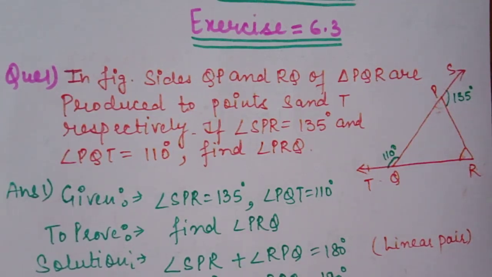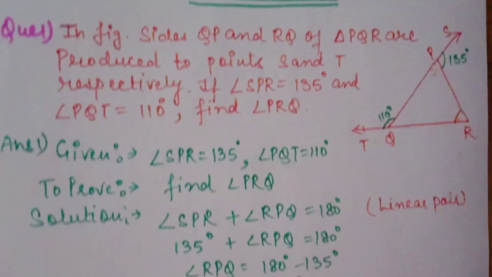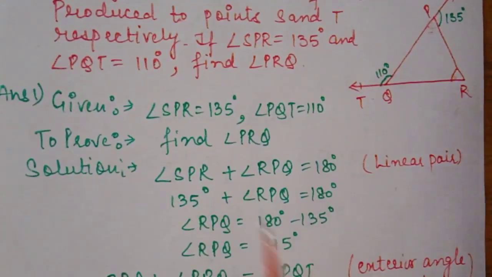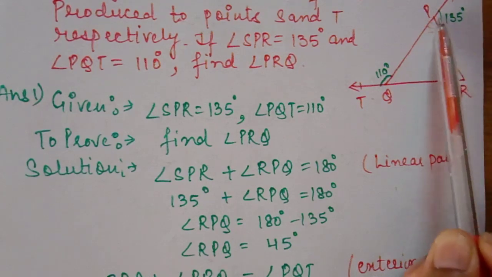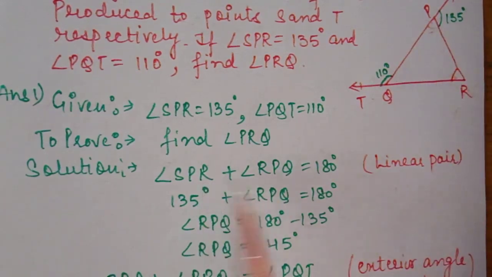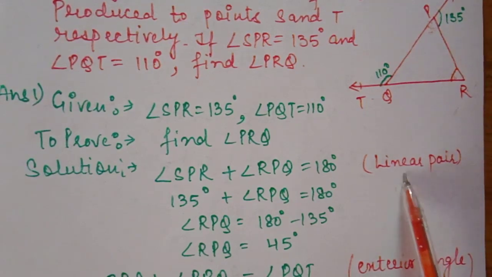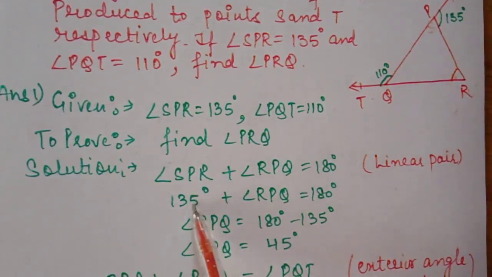So students, start this question. First of all, what is given? Two angles are given. What do we have to find? Angle PRQ. So we will start. We will apply linear pair here. We know it very well. Then the sum of these two angles is 180 degrees. Reason is linear pair. Remember, you have to write reasons. It is compulsory. We put the value, then we shift the value to the other side. So RPQ is 45 degrees.